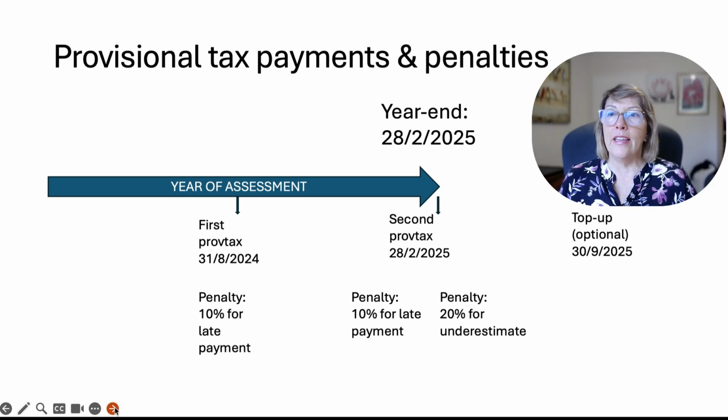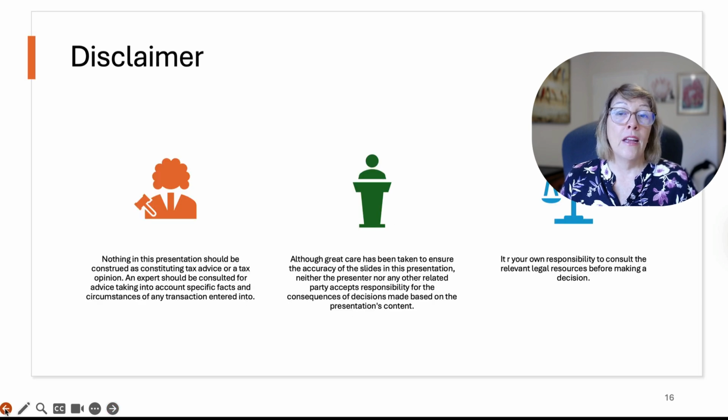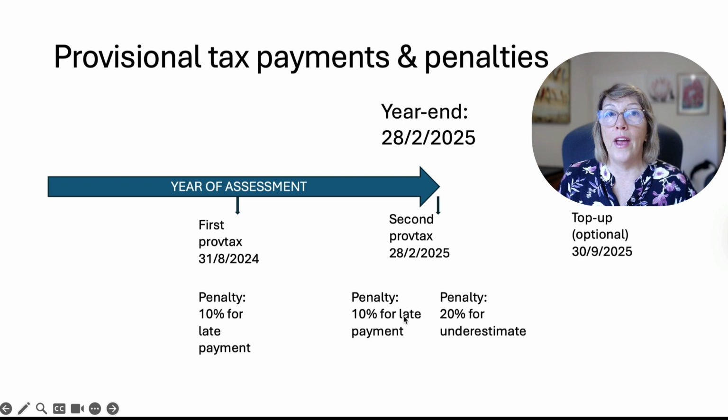So the late payment penalty, the underestimate penalty, just to wrap up. The late payment penalty of 10% applies to both your first and second provisional tax returns. Your underestimate penalty only applies to the second provisional. And of course, I've said nothing about the third provisional payment. It's a voluntary payment, but it doesn't help you as far as your penalties are concerned, because as I say, your underestimate penalty is based on the shortfall of what should you have paid minus what you have actually paid by the last day of the year of assessment. So any top-up payment that happens after the end of the year of assessment is not going to help you as far as that underestimate penalty is concerned.